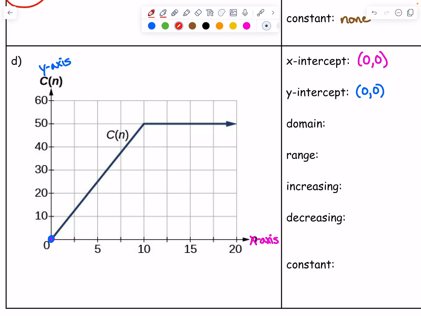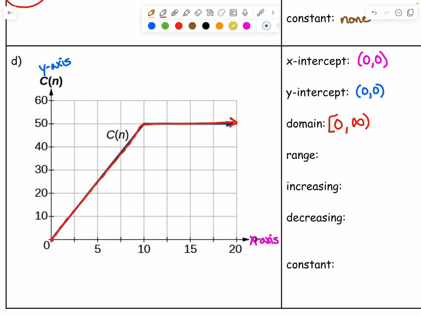Then we have to look at domain. How far does this graph go to the left? It looks like it goes to the left, but it stops at x equals 0, and it's equal to that value. Let me erase my drawing so you can see it, because there's no reason for us to think that it would not equal 0 right there. There's not a hole in the graph. So let's put a bracket at 0, and then it goes to the right and continues forever, so we'd put an infinity.